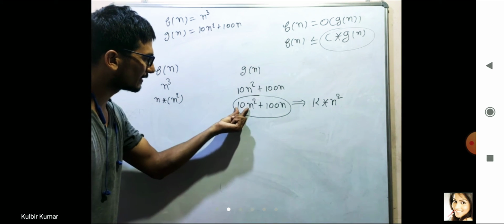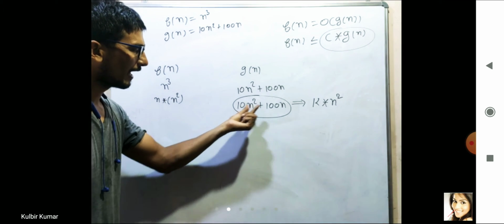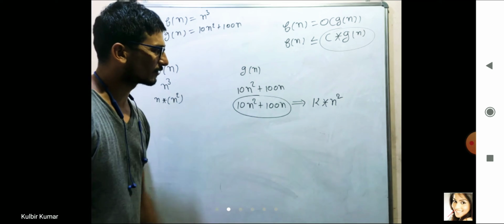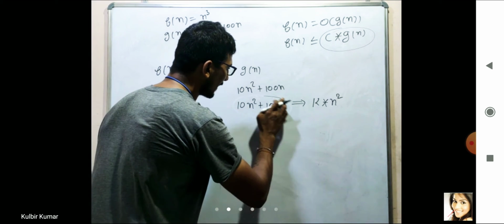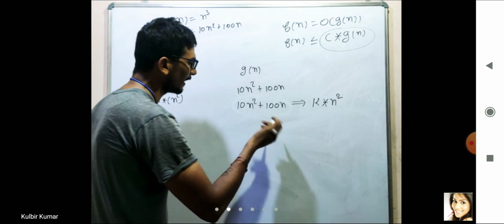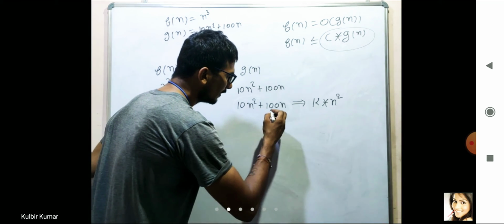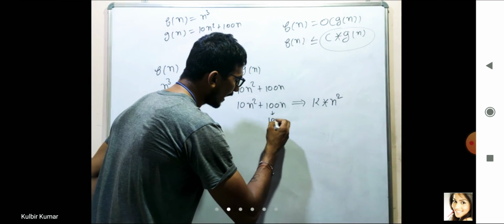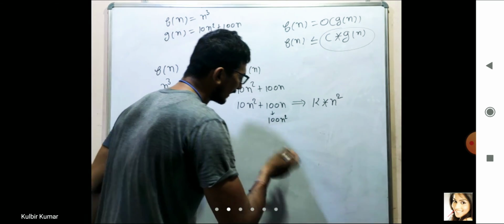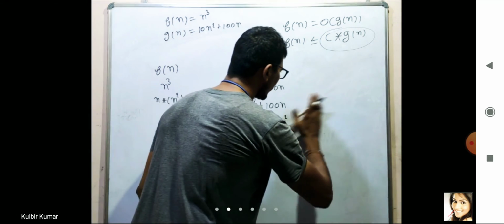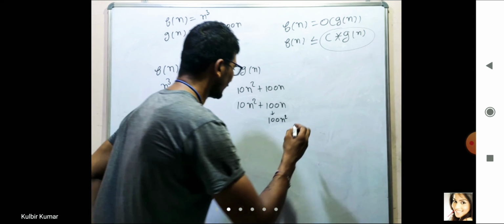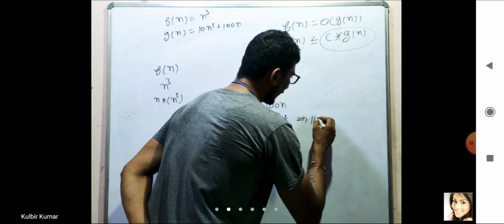Because this 10 is constant only, and 100n, that is also, let us see, for the time being, let us assume for the time being I write 100n square in place of 100n. But later I will revert this thing and I will explain the things. So 10n square plus 100n square, that thing is nothing but 110n square.